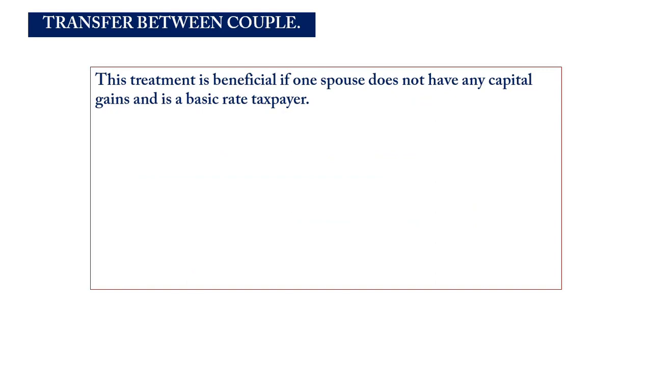So this treatment is beneficial in the scenario we just saw, where the wife does not pay any capital gains tax or is a basic rate taxpayer. So once she is paying capital gains tax in the basic category, it will be prudent for the husband to move the asset to her so that instead of the husband paying at a higher rate, the wife will pay at a lower rate.